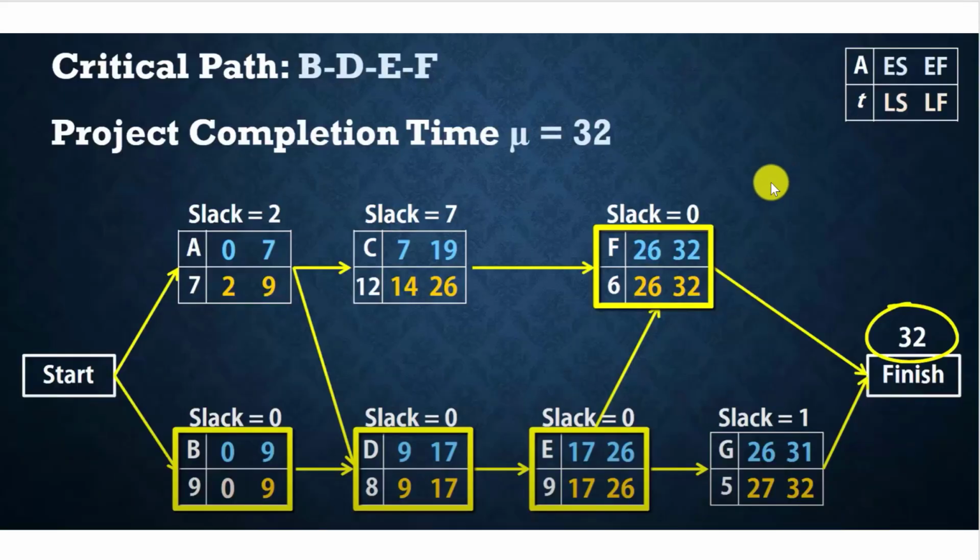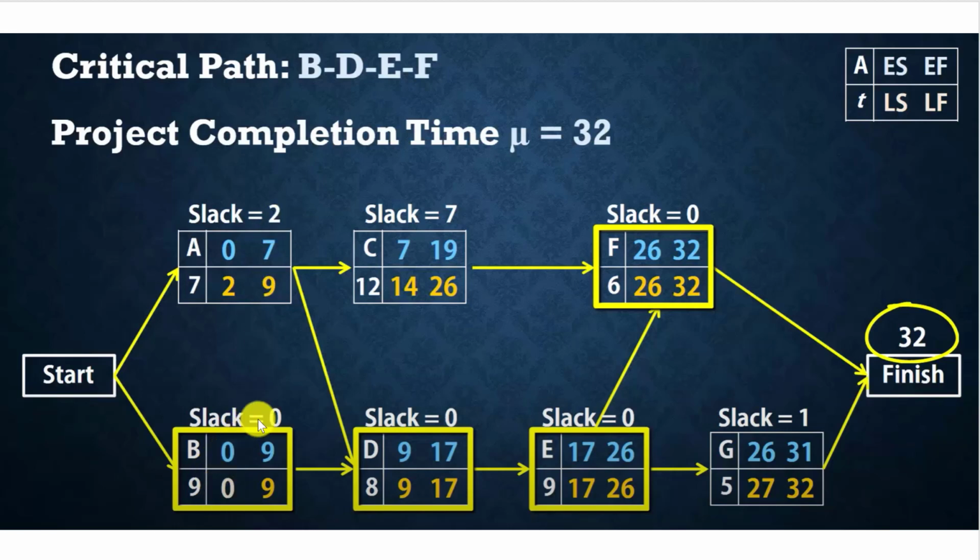I completed the project network from scratch in the previous section. We began with a start. After that, calculate the slack for each activity. For example, slack for activity A equals 2. How? 2 minus 0 equals 2, and 9 minus 7 equals 2.